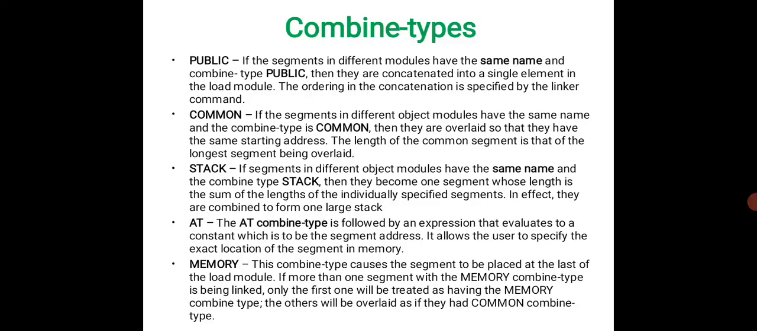The AT combined type is followed by an expression that evaluates to a constant, which is to be the segment address. It will allow the user to specify the exact location of the segment in the memory. Once the combined type is memory, it will cause a segment to be placed at the last of the load module. If more than one segment with the memory combined type is being linked, only the first one will be treated as having the memory combined type. The others will be overlaid as if they had the common combined type.